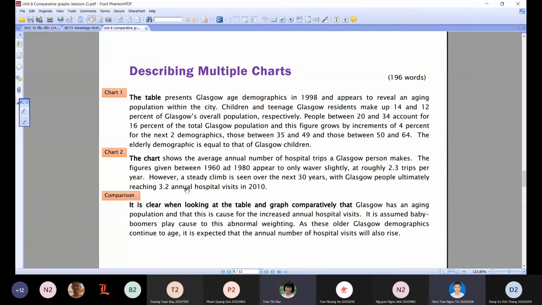So usually when we say analyze the organization of ideas, then we look at the function of each sentence in the paragraph. Like the table presents Glasgow age demographics in 1998 and appears to reveal an aging population within the city. What does it mean? What is the sentence about and what is the function of the sentence? The sentence is about the function of the table, that the table presents Glasgow's demographics.